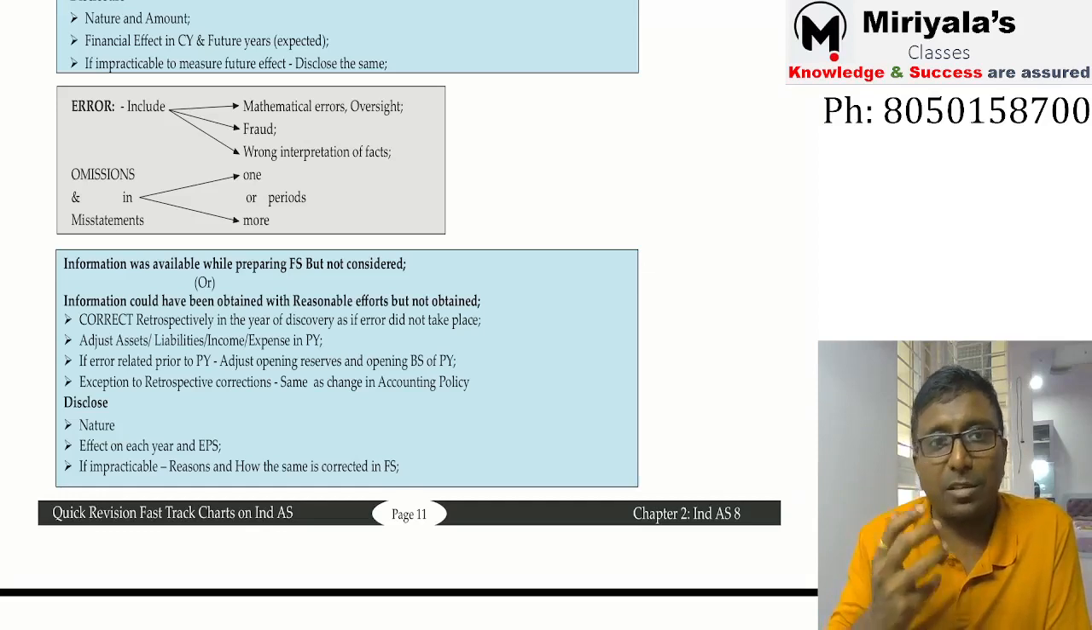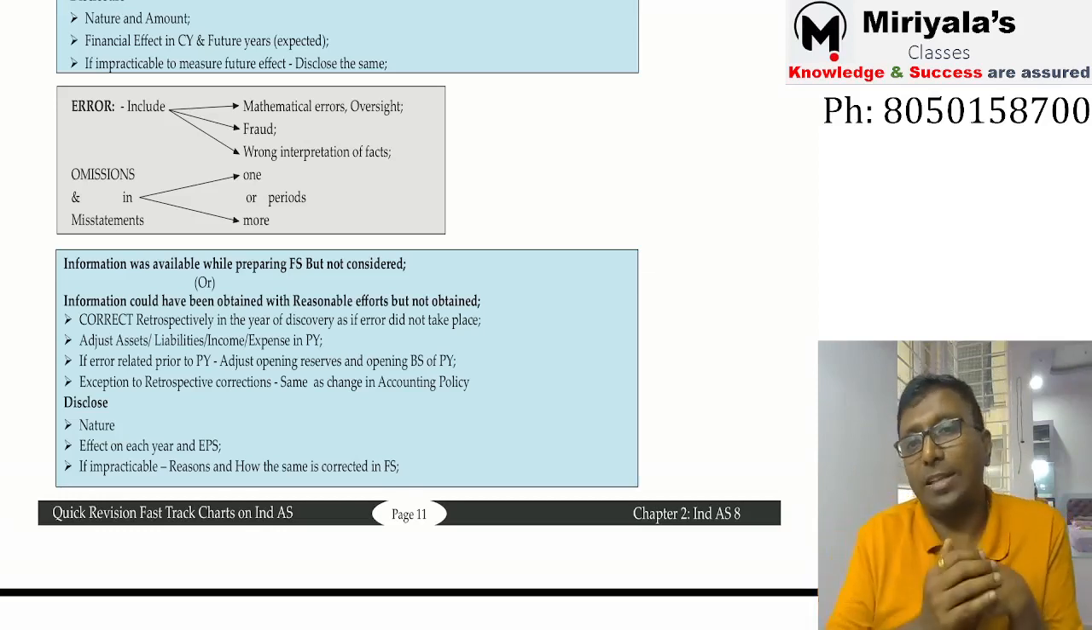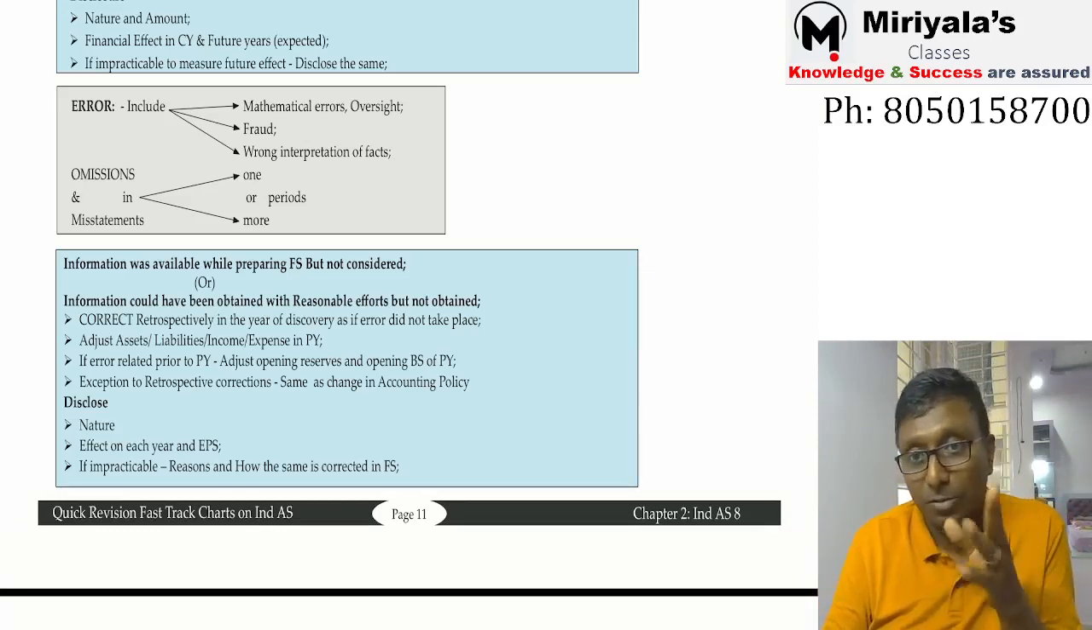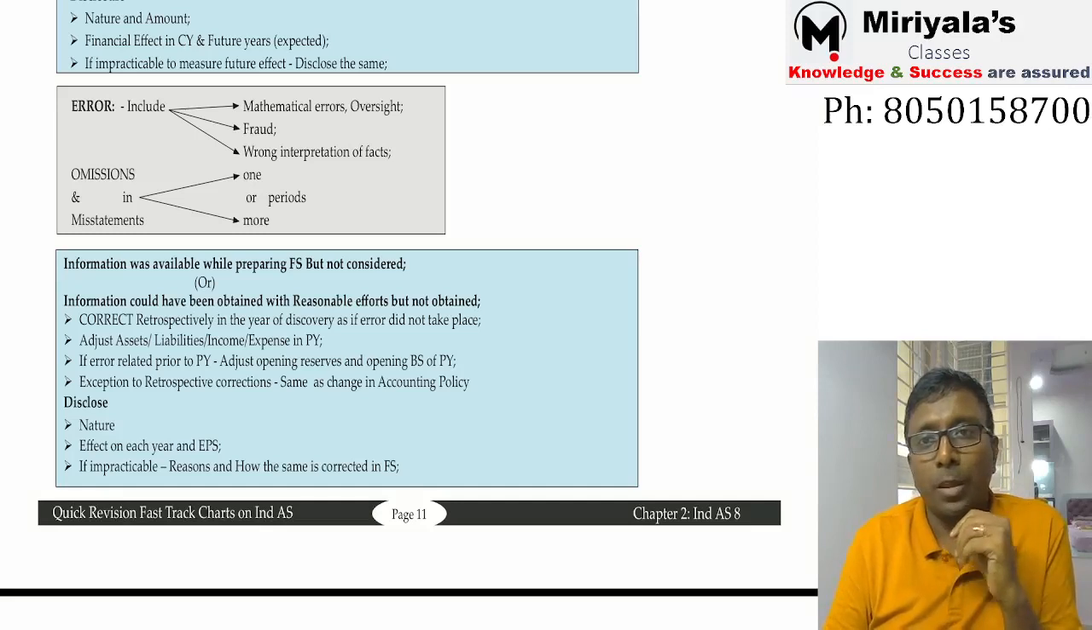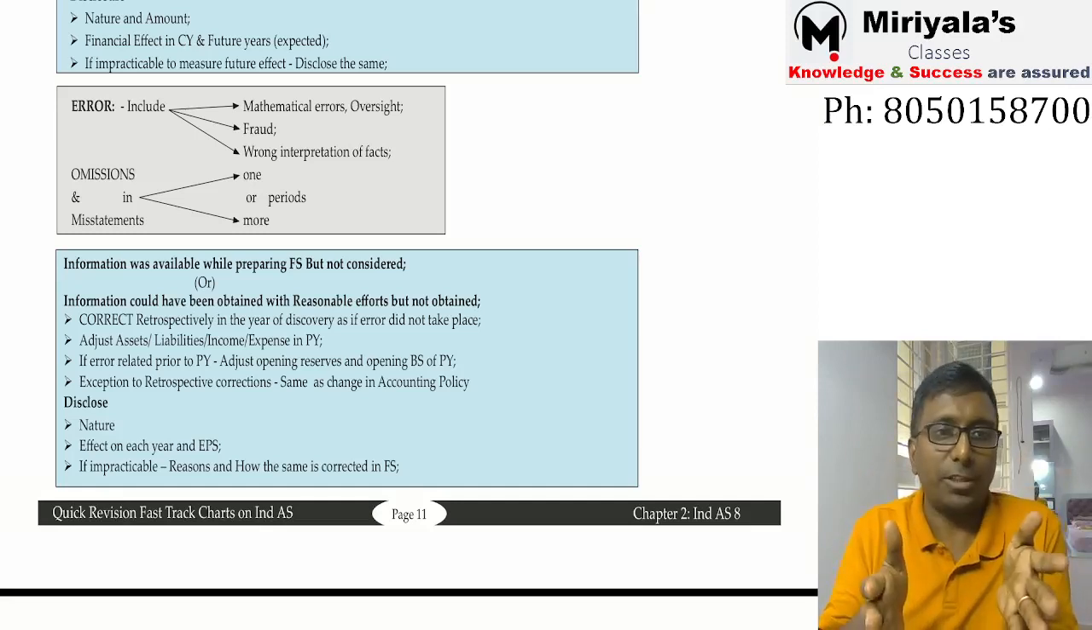When do you say it's an error? It is either an omission or maybe a misstatement. Okay, sir, I forgot, sir. No, one more point is there, which is in one of the sums we have discussed in the classroom. If you had put reasonable effort, got my point?